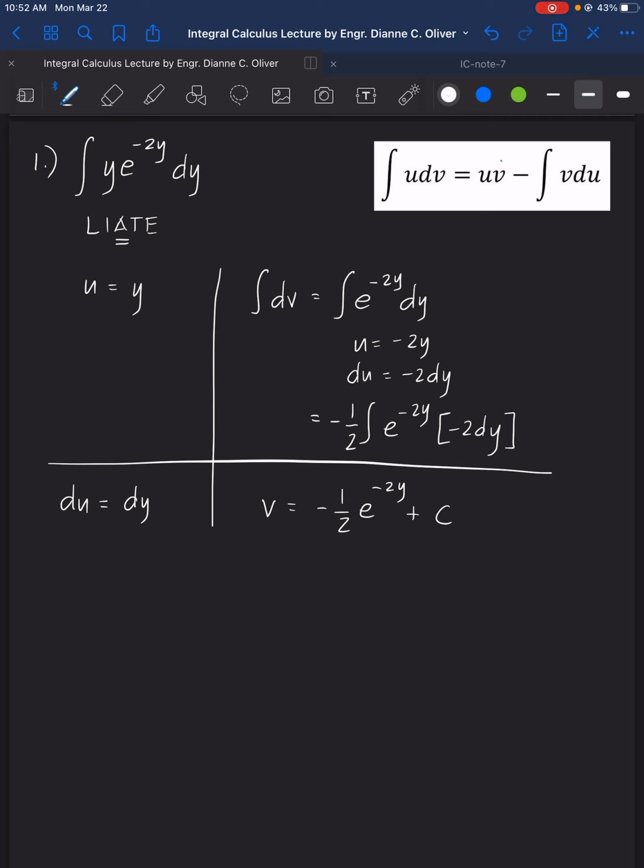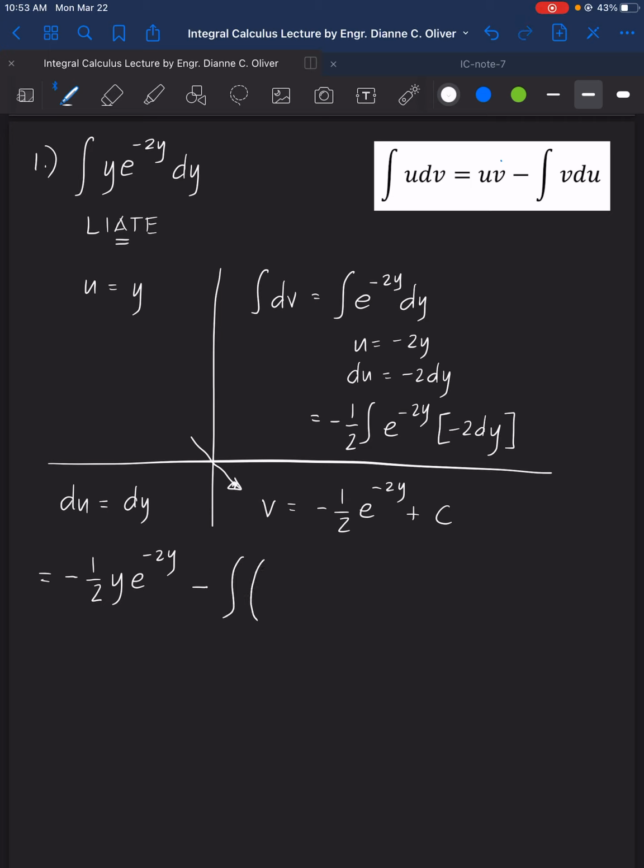So that is what we need. Then let's have the pattern. For the answer, we have here uv, so u multiplied with v. So we have an arrow, u to v. So that is equal to negative 1/2 y e raised to negative 2y. So next is minus the integral of v du. That is the integral of v du.